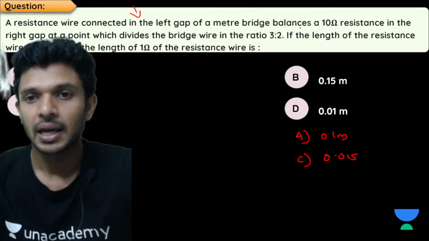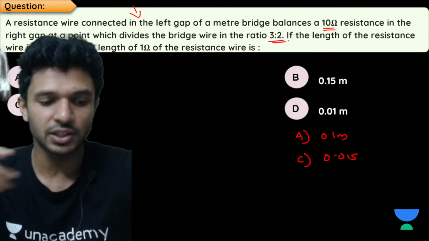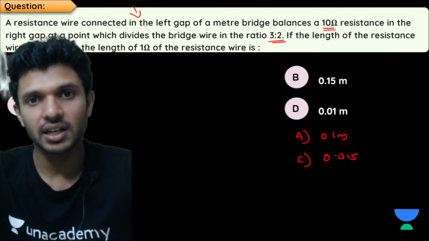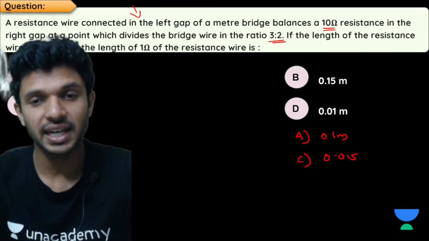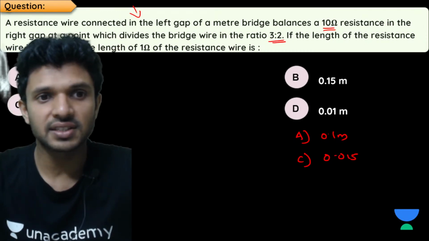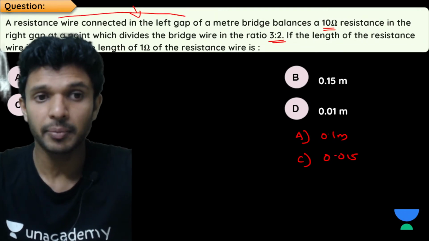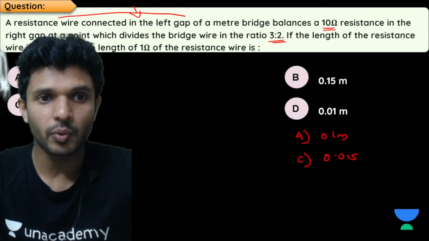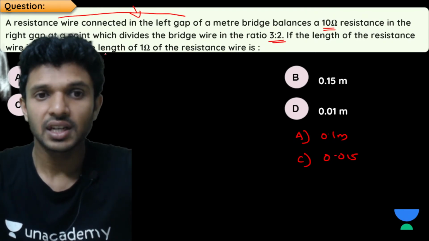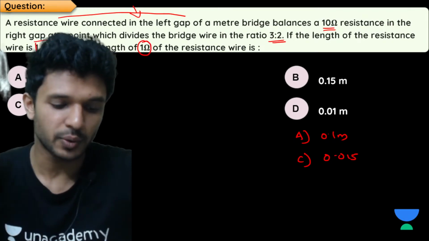Balances a 10 ohm resistance in the right gap, which divides a bridge wire in the ratio of 3:2, which means the length on the left to the length on the right is in the ratio of 3:2. If the length of the resistance wire connected in the left gap is totally 1.5 meter, the question is what will be the length of that same wire having a resistance of 1 ohm.